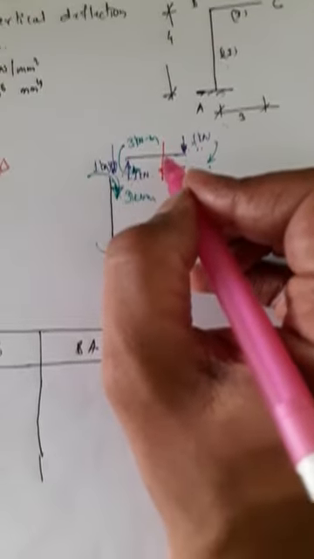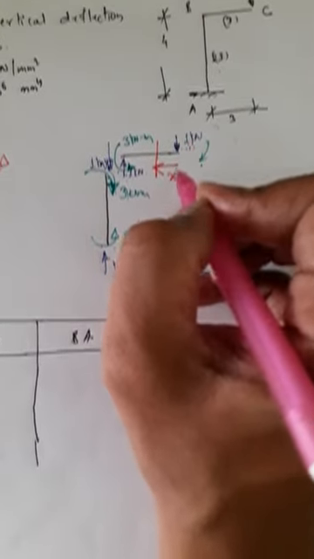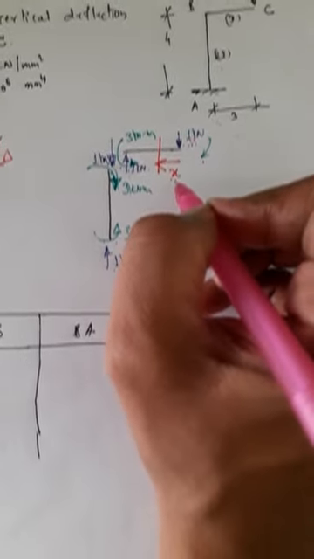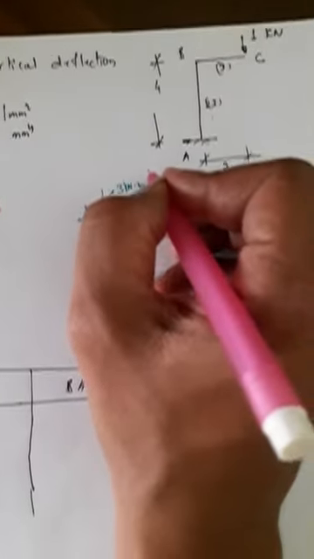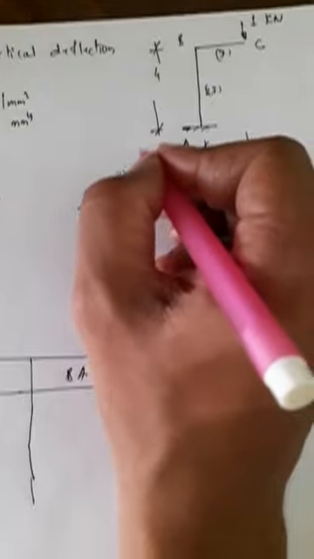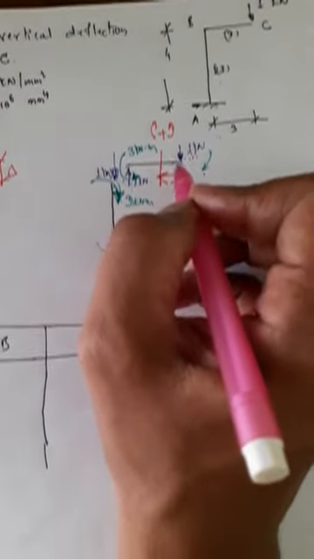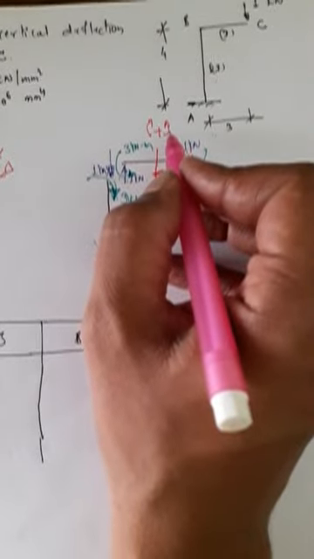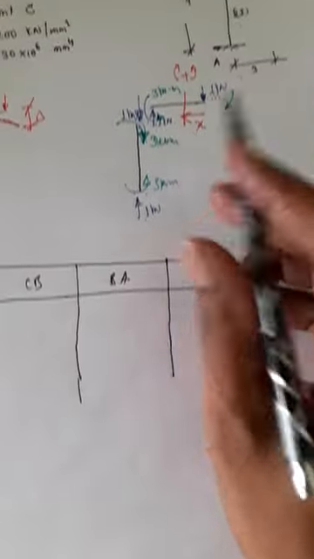What is the moment produced at this section because of this load? Load into perpendicular distance. Load is 1, perpendicular distance is x. So 1x. Now sign convention. Again my same sign convention. If you look at this sign convention, this is acting clockwise and right hand side anti-clockwise is positive. So minus 1 into x. This is the moment at this section.